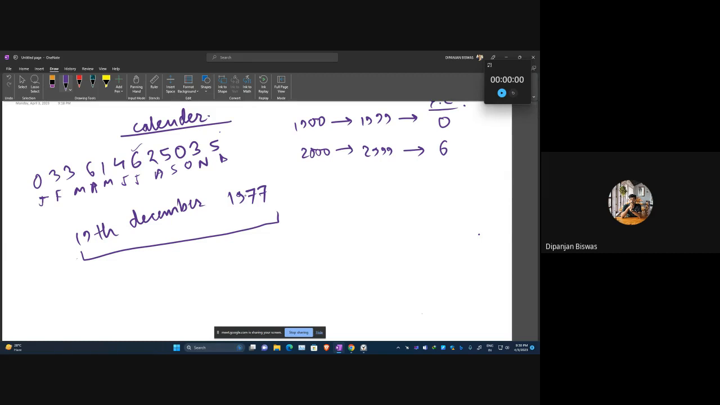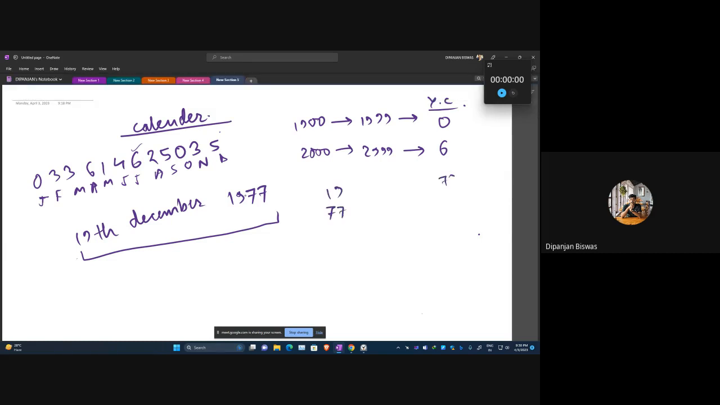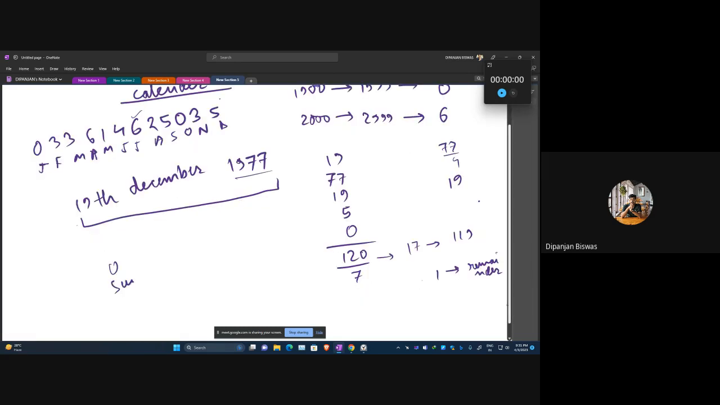Let me solve it quickly. So 1977, divide 77 by 4 and take the quotient. 19 should be the quotient if we divide 77 by 4. Then the month code of December, that is 5. Then the year code of 1977, that is 0. Add all these things: 19 plus 5 is 24, 24 plus 77 is 101, plus 19 is 120. Divide it by 7 and take the remainder. 7 into 17 is 119, so 1 is the remainder. So it should be 0 Sunday, 1 Monday.